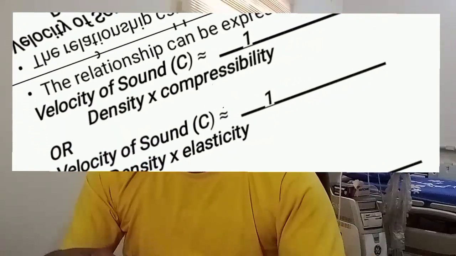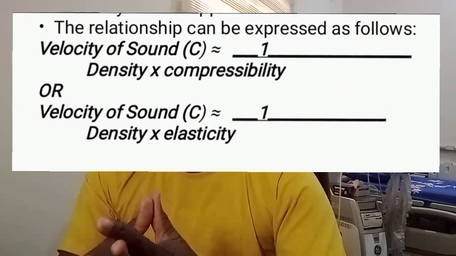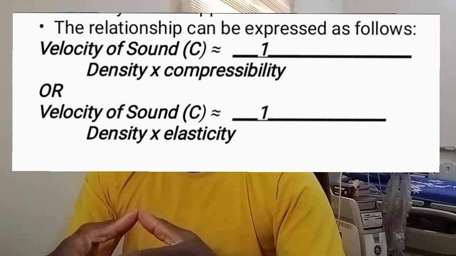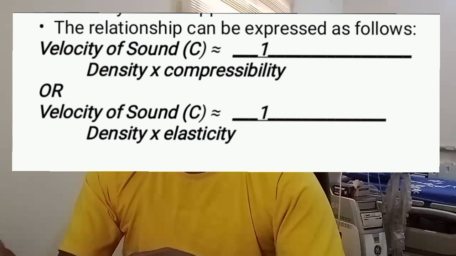We can express these relationships slightly differently by using the term compressibility or elasticity rather than stiffness. However, since both compressibility and elasticity are opposites of stiffness, the relationship can be expressed as velocity of sound is inverse to density times compressibility, or velocity of sound is inverse to density times elasticity.